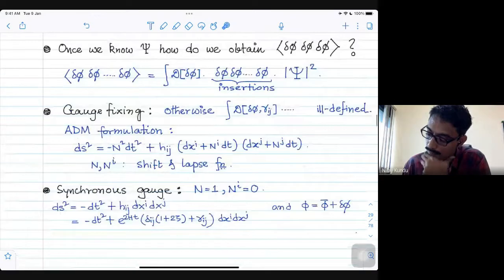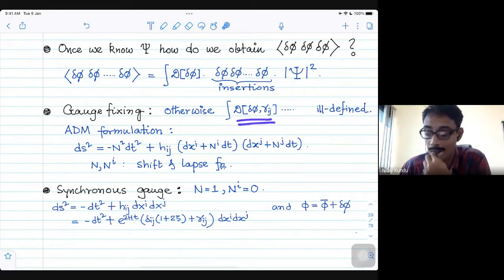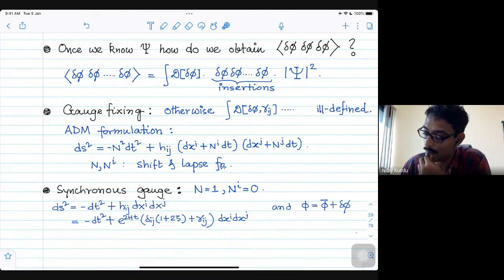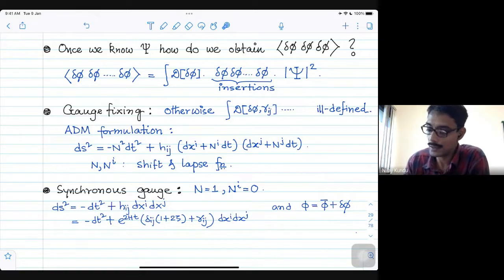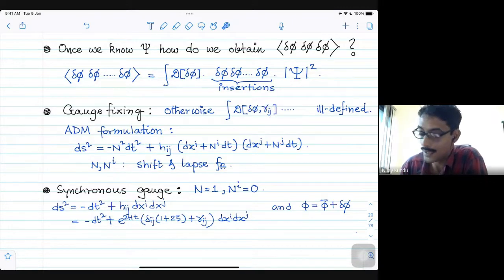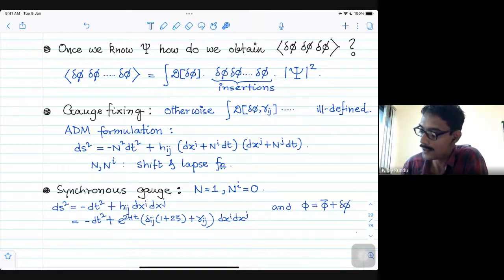Now, another issue that we must take care of is related to the measure factor in the path integral. We are basically dealing with diffeomorphism invariant theories. This is basically a sum over delta phi and gamma ij configurations, but different gamma ij and delta phi are related to each other by gauge transformations, which are like coordinate transformations. If I don't fix that gauge, I am overcounting. So this path integral is ill-defined without gauge fixing.